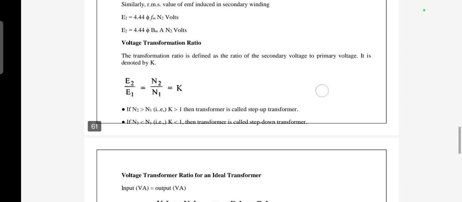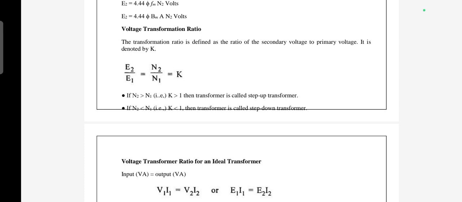It is called a step down transformer. For a step up transformer, the number of turns in the primary winding is low and in the secondary winding is high, so the voltage transformation ratio is greater than 1. For a step down transformer, the number of turns in the primary winding is high and in the secondary winding is low, so the voltage transformation ratio is less than 1.